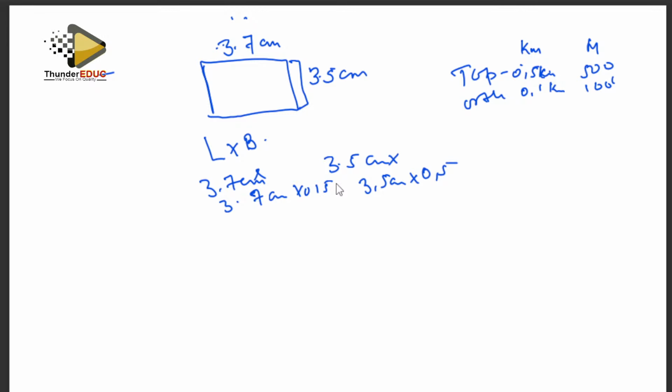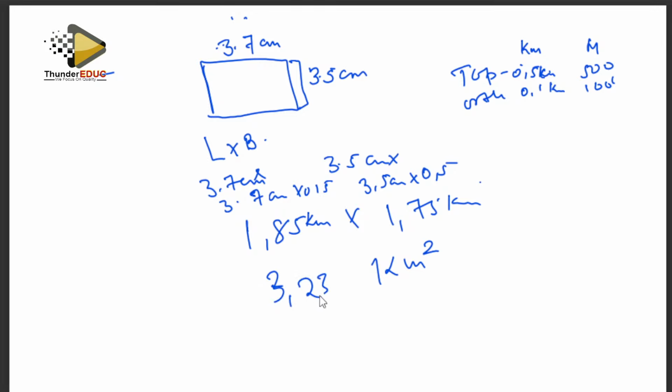So 3.7 times 0.5, what do you get? Here, you are getting 1.85 kilometers. Then we say 3.5 times 0.5. What do you get? Here is 1.75 kilometers, so that we can get kilometers squared when you multiply kilometers by kilometers. So it's going to be that one times 1.85. And what is the answer that you are getting? You're getting 3.2375. Okay, and that becomes our answer.